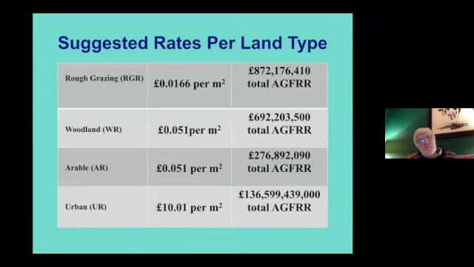The suggested rates per land type are for rough grazing, £0.0166 per square metre, for woodland and arable, £0.051 per square metre, and for urban, £10.01 per square metre. You will note that on the right-hand column, over 98% of the funding comes from the urban land types.